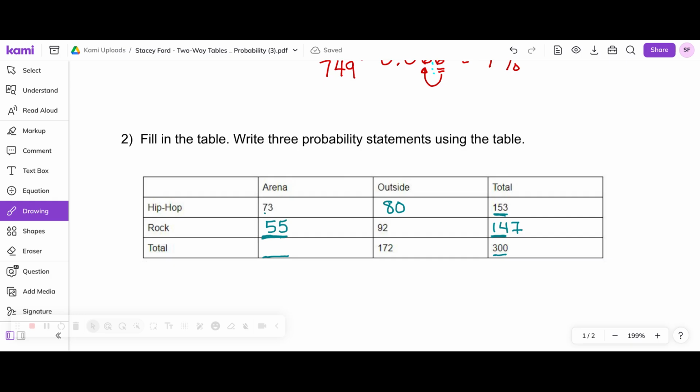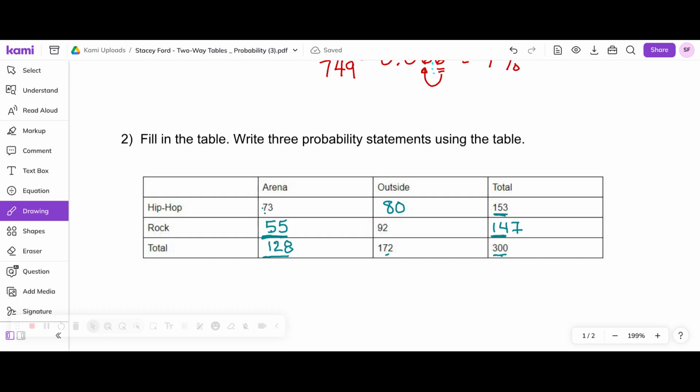Now to get the total, we could do the same thing. We could go 300 minus 172, or we can go 73 plus 55 will give us the total of how many were in the arena. You will get the exact same number, which is really nice. Well, you want it to be nice. I want it to work because it's going to give you the total for this.